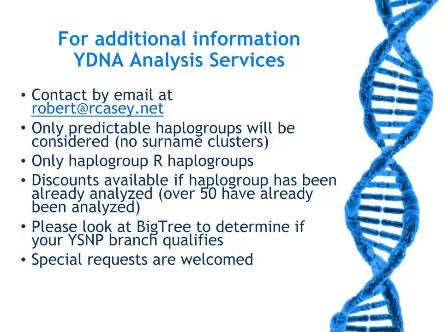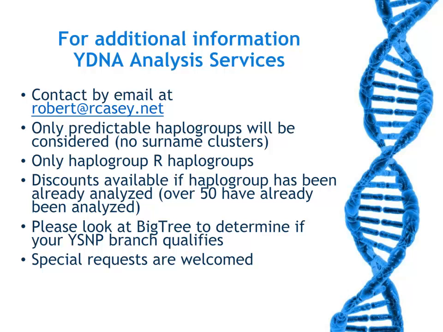If you're interested in this analysis service, send me an email with a haplogroup that you're wanting and the characteristics that you're willing to pay for. And I will help you adjust that to make it more realistic and also to work within your budget. Only predictable haplogroups will be considered. And this is in the time frame of 1,500 to 2,500 years.